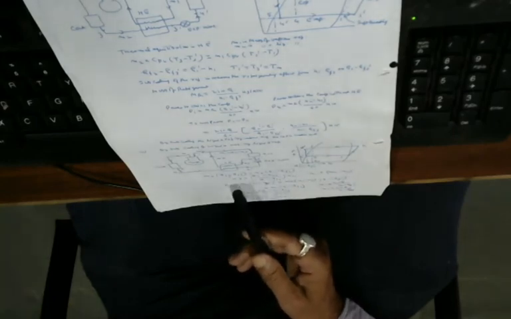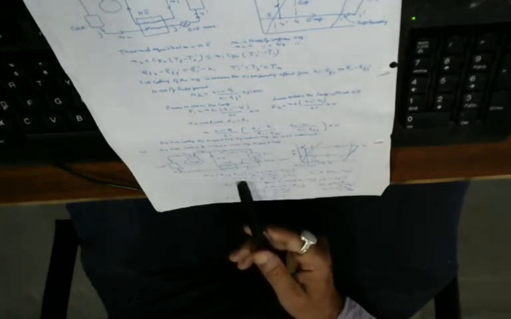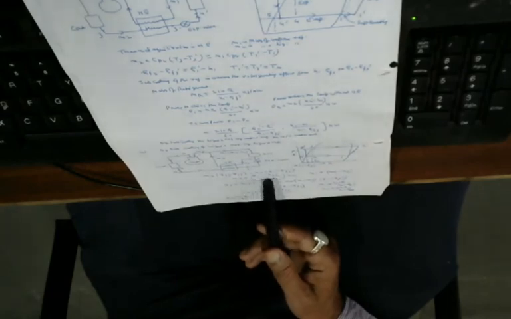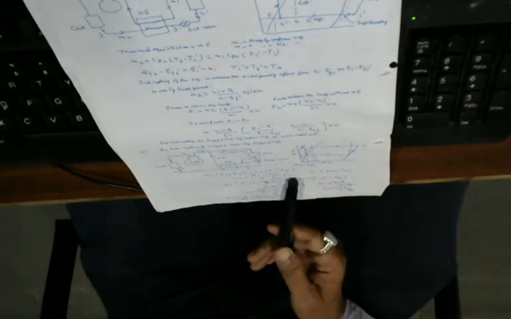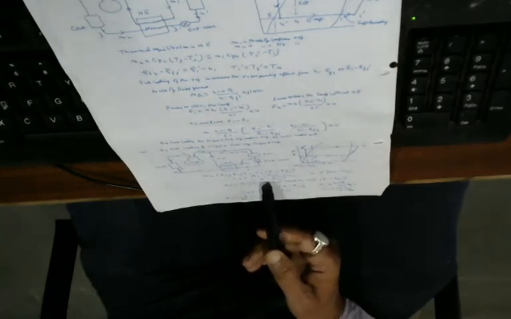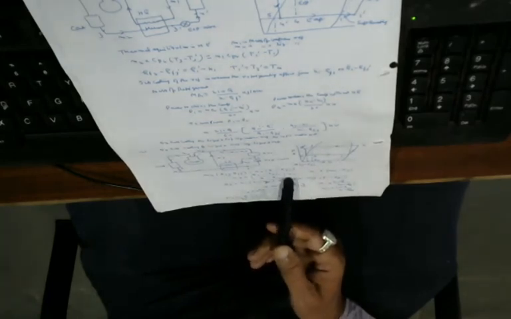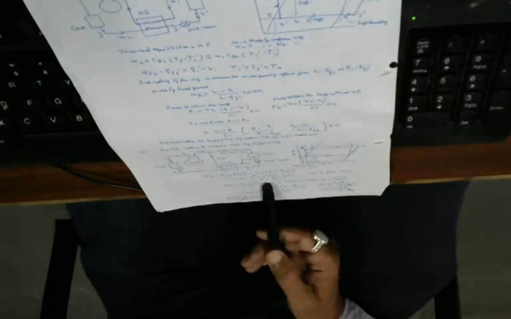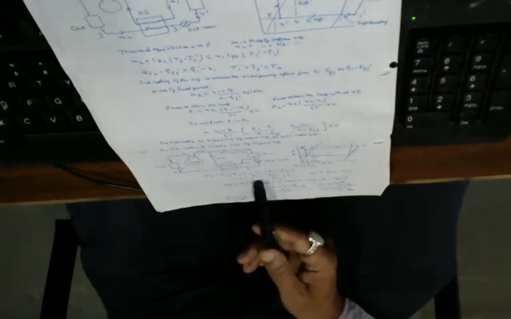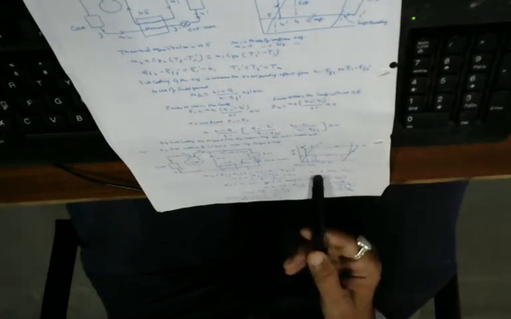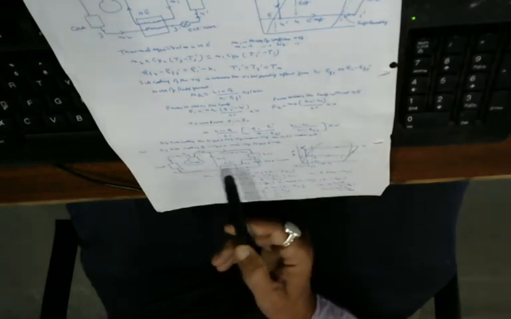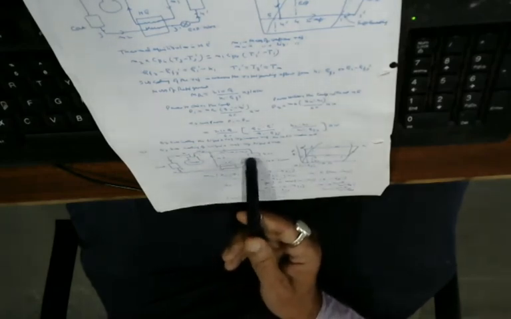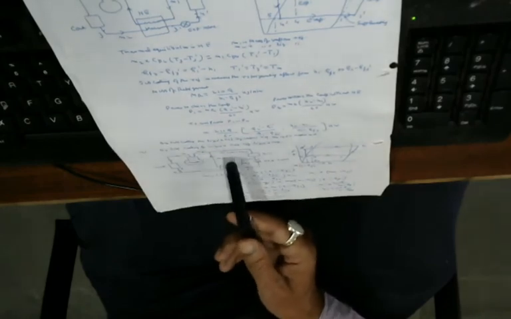So M3 can be written as (HF3 minus HF3 dash) divided by (H1 minus HF3 dash) into M2. Okay. So M1 is equal to M2 minus M3. M1 is the flow leaving the evaporator, that is equal to M2 minus M3.